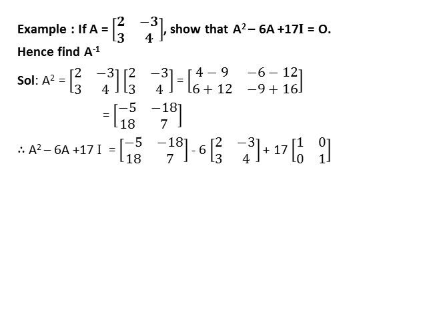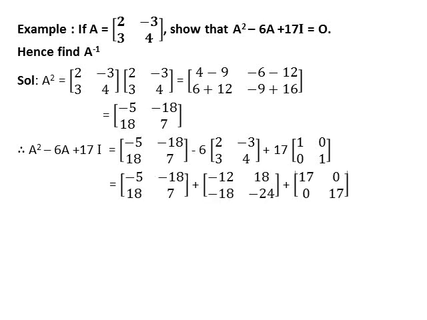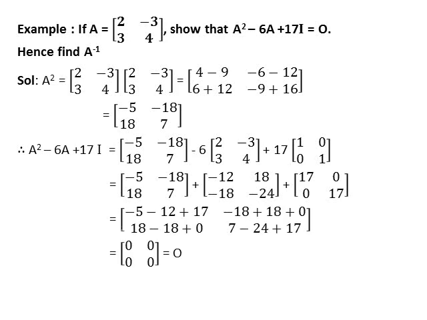In place of A, write the given matrix. In place of I, write the identity matrix of order 2, because the order of square matrix A is also 2. In the next step, multiply the matrix A by -6 and matrix I by 17. After that, add the corresponding elements of the matrices as shown. We get A square minus 6A plus 17I equals null matrix.